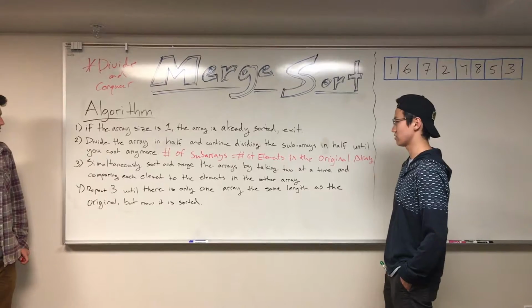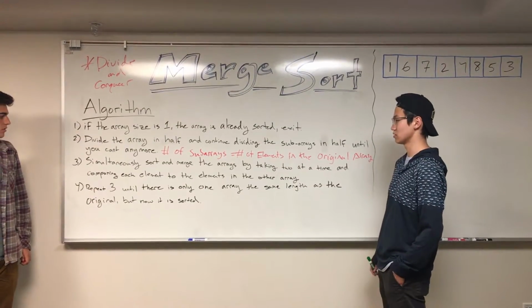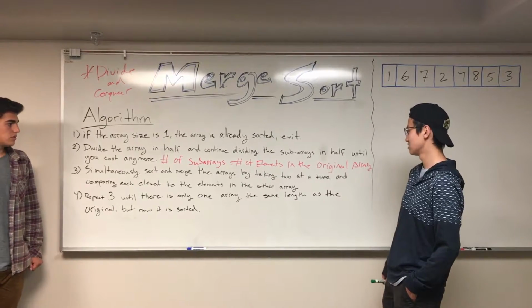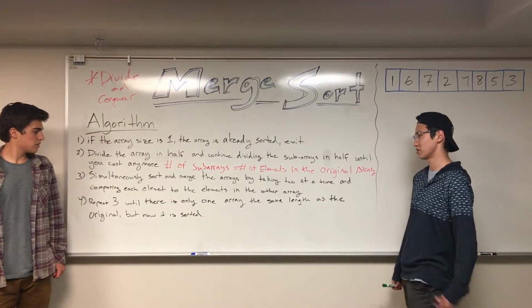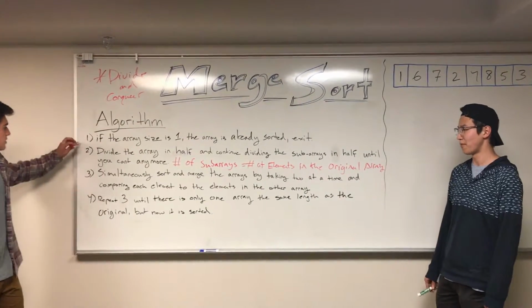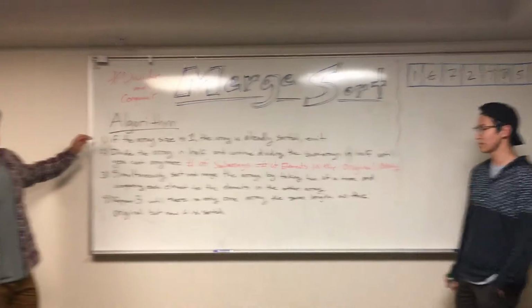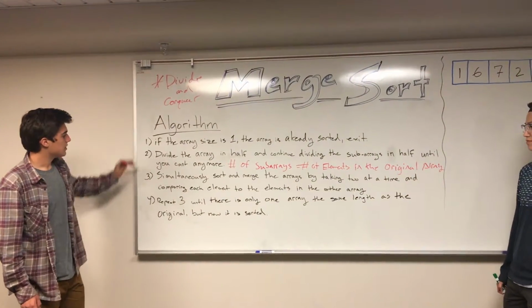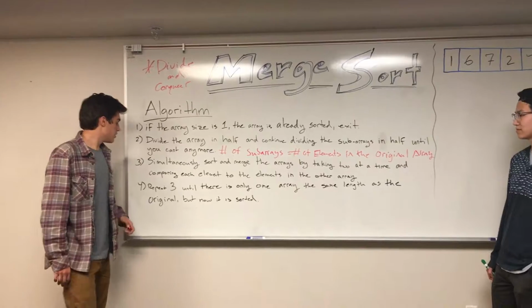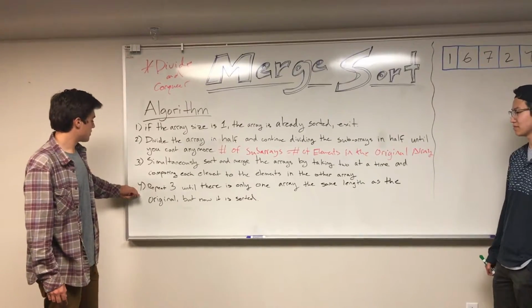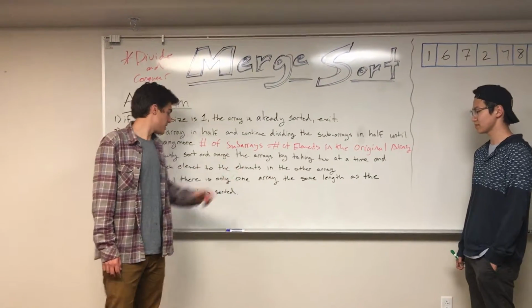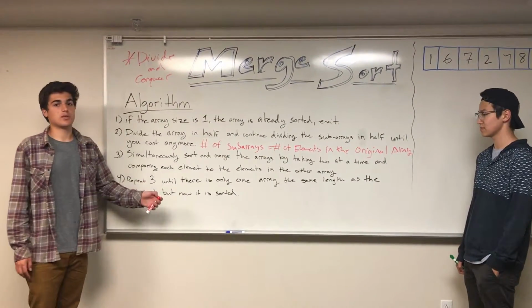So when you can't divide the subarrays anymore, the algorithm simultaneously sorts and merges the arrays by taking 2 at a time and comparing each element to the elements in the other array. So these two parts are the recursive part. Well, honestly, these 3, but this is where the algorithm becomes recursive, and it's going to continue to do these things. So step 4 is to repeat number 3 until there is only one array left, which is the same length as the original, but now it's sorted.